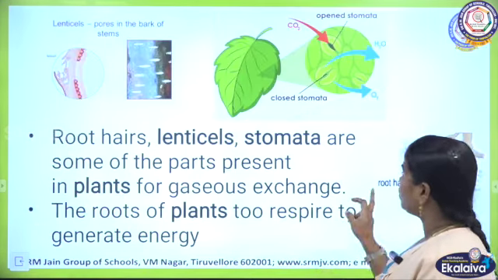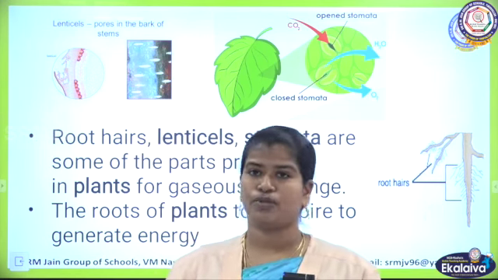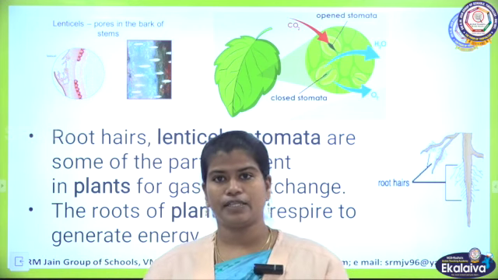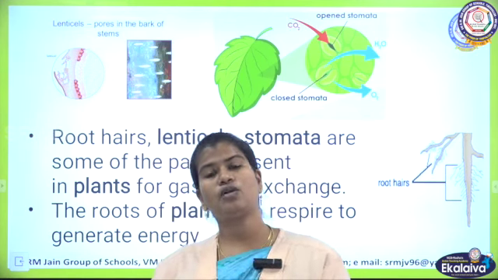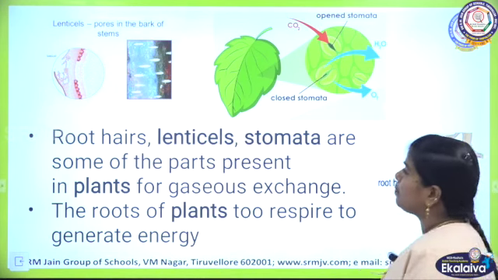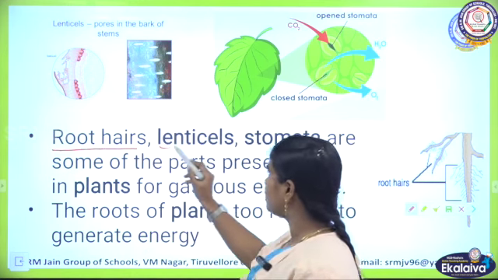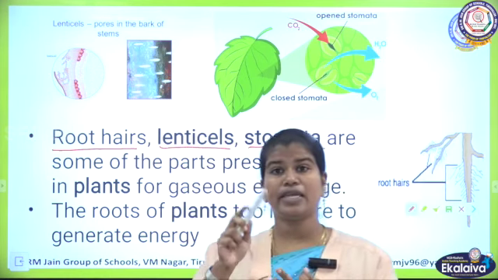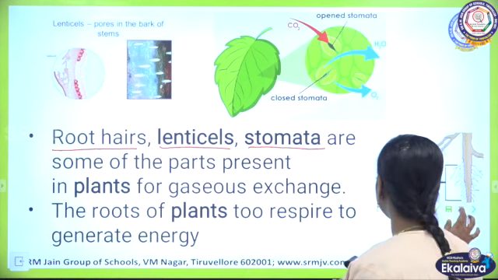Now, we will discuss what are all the parts involved in the respiration process. We know very well about photosynthesis because all the green parts of the plant undergo photosynthesis, and now we are going to discuss the parts of the plant which undergo respiration. So, there are three parts in the plants which undergo respiration: root hairs, lenticels and stomata. These three parts are the major sites for respiration in plants. Now, we will discuss this in detail.